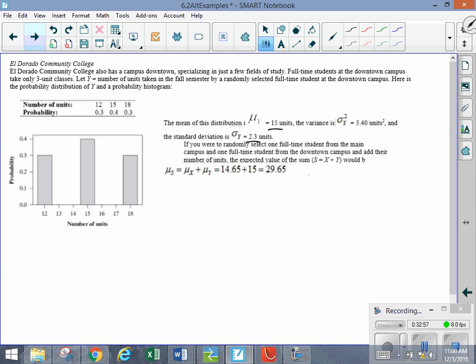And then we can combine probability distributions. Before we were transforming them, now we're able to combine them, and we can just straight up combine them, right? So if I was going to grab a student from the downtown campus and a student from the main campus, I could expect that the number of units the two combined were taking would be 29.65. So we're allowed to do these combinations. That's all that is trying to get. All right.